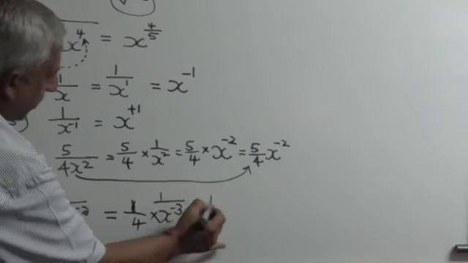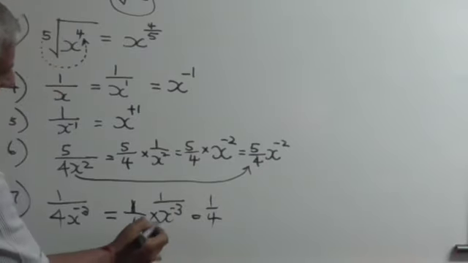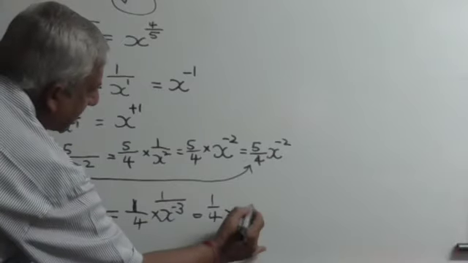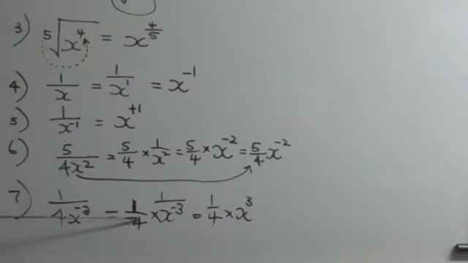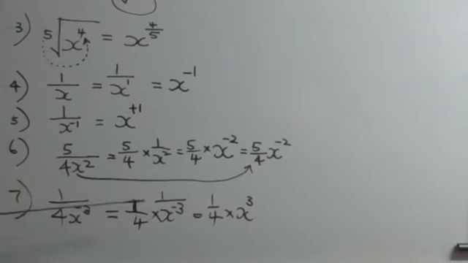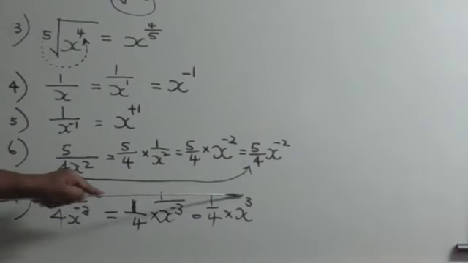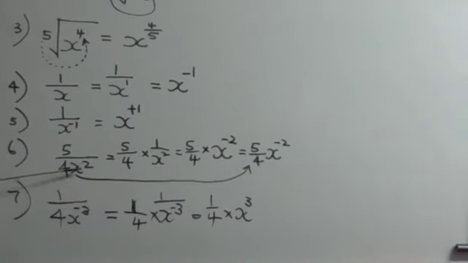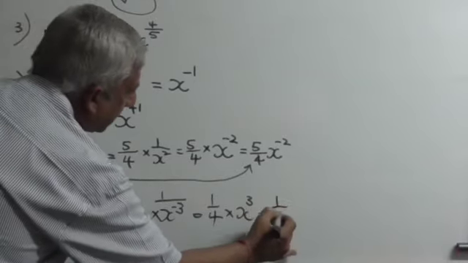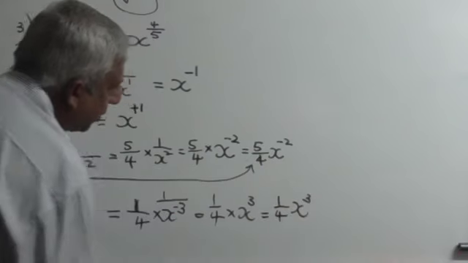So your 1 over 4 will remain the same, times that x to the minus 3 will become x cubed, because a negative, if it goes on top, will become positive. So remember, whatever the sign is in the bottom, if this is minus, it will become plus here. If it was plus here, it becomes minus there. And this finally becomes a quarter x cubed.